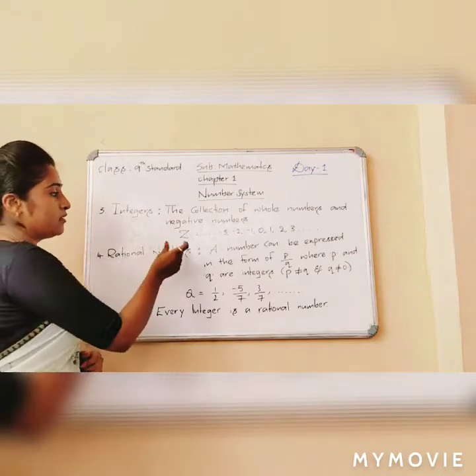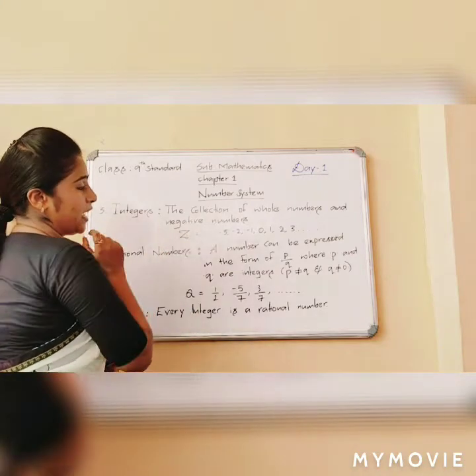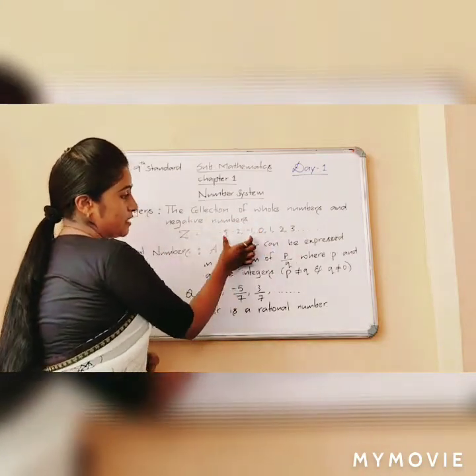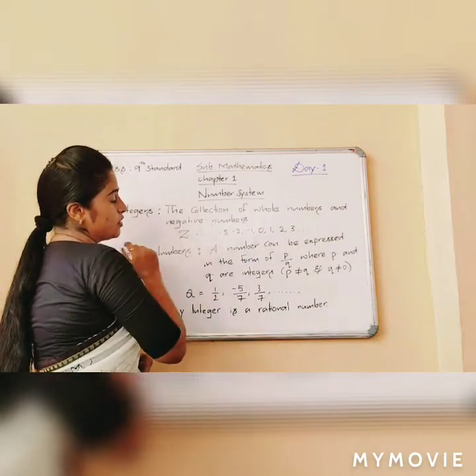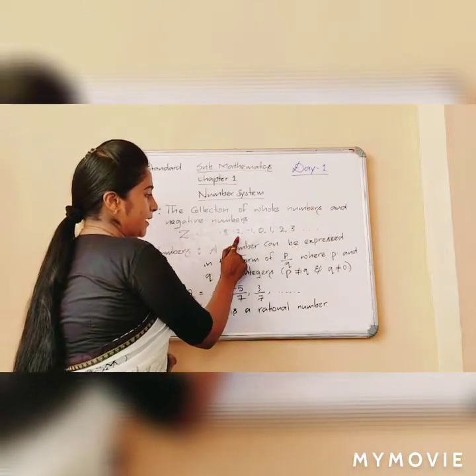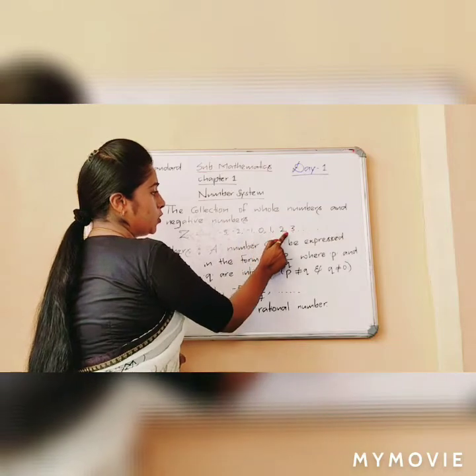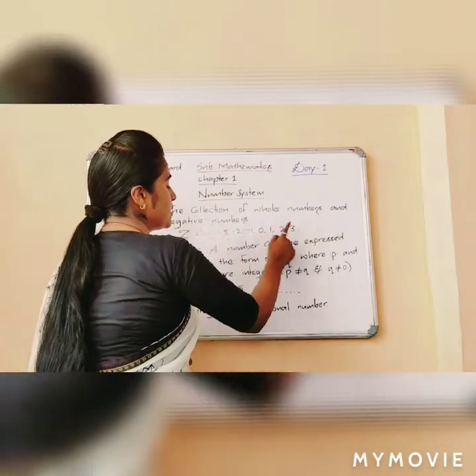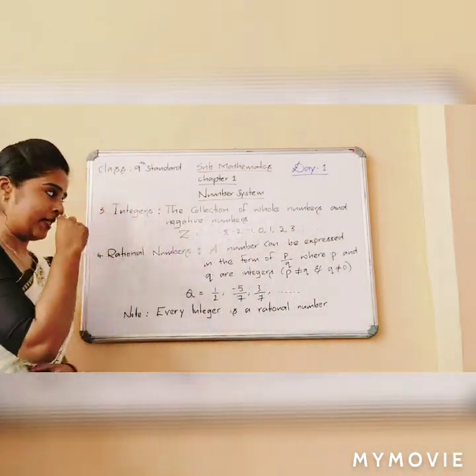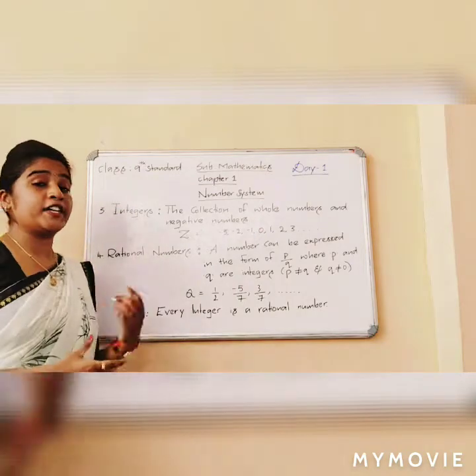So if you observe the set of elements, we have the whole numbers as well as the negative numbers, which start with -3, -2, -1, 0, 1, 2, 3. So the set of these numbers is said to be what? Integers. And the next one is rational numbers.